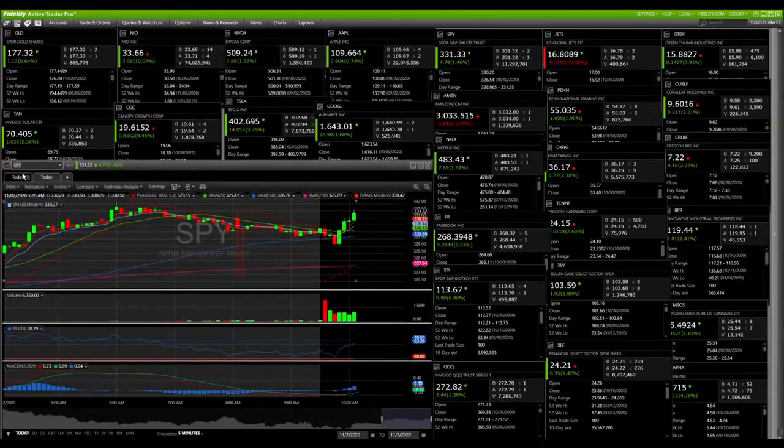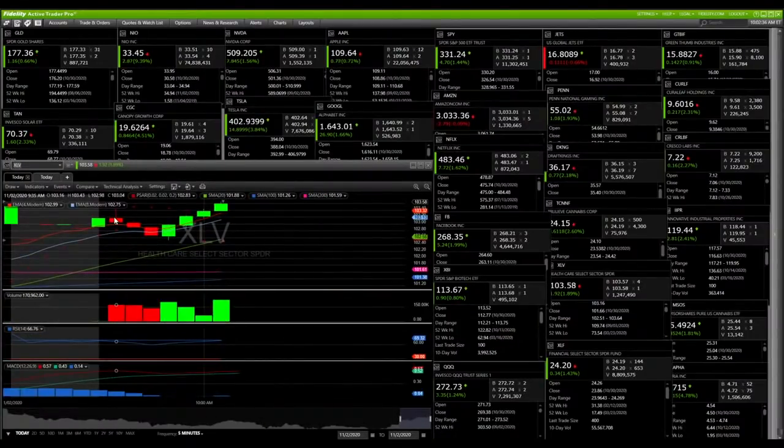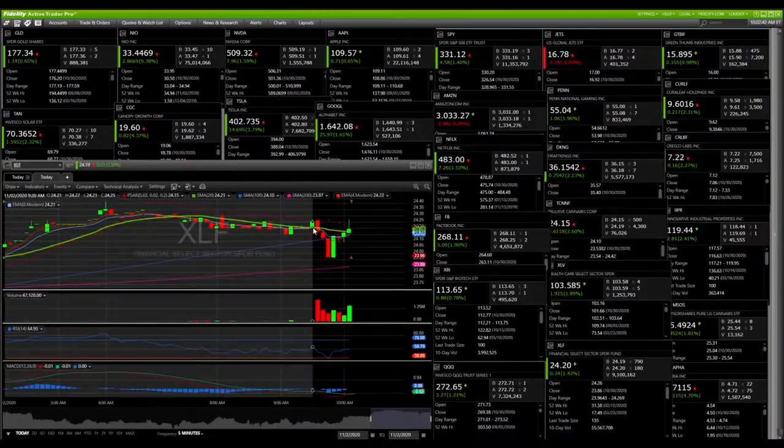I would consider XLF a double top right now at its high of the day. XLV broke its high of the day by 20-some cents. XLF only broke its high of the day by less than 1 penny, so that is a double top.